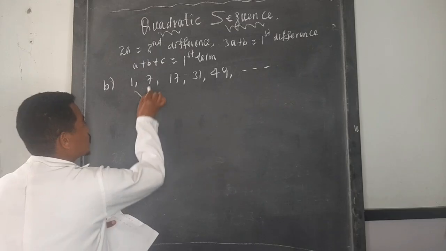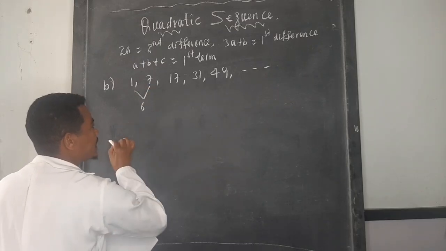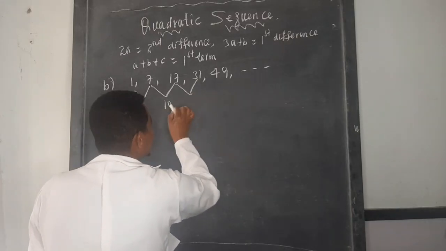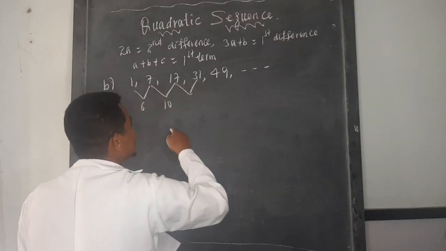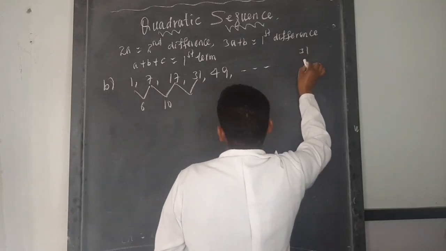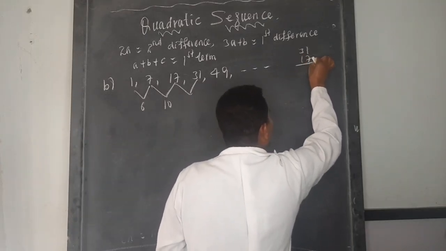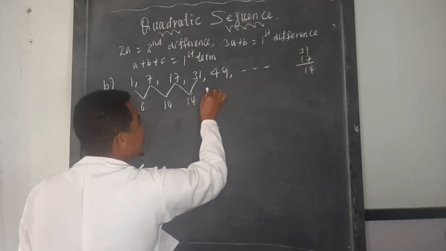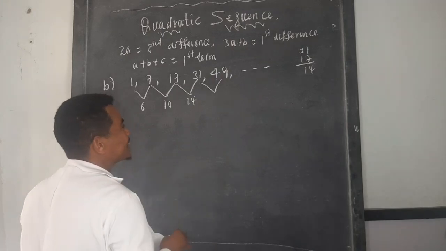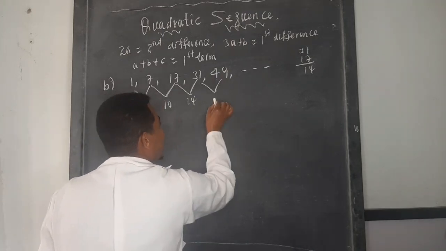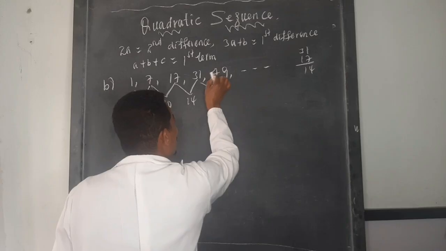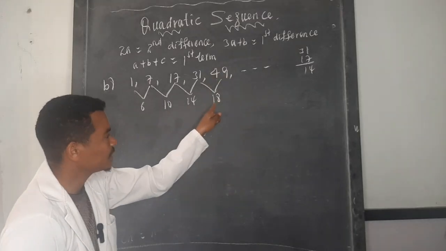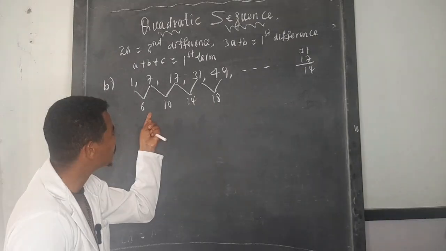Okay, let's check that one. 7 minus 1 is 6. 17 minus 7 is 10. 31 minus 17 is 14. Again, 49 minus 31 is 18, okay? So 6, 10, 14, 18. It's not constant, it's not the same. So it's not a linear sequence.